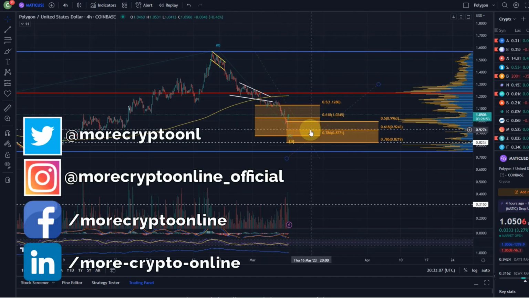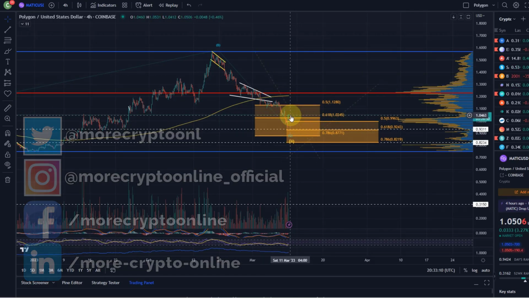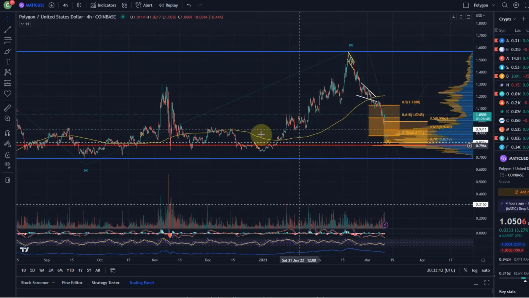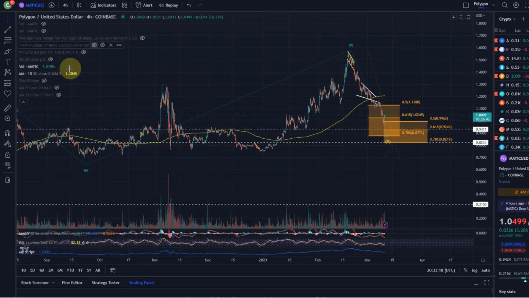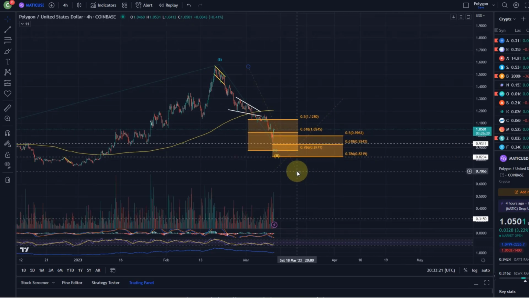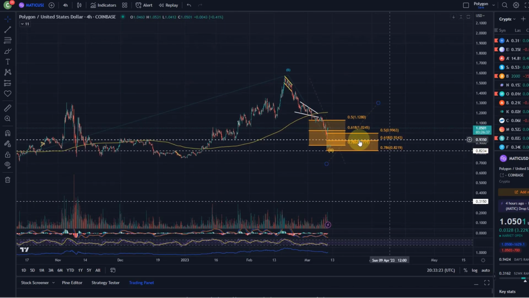Yeah, it's time for Polygon to turn around here at some point. Otherwise, it will morph into the alternative or second scenario that we talked about yesterday. But first of all, we are still here in the support area and we need to be watching here for any types of trend reversal in this area.